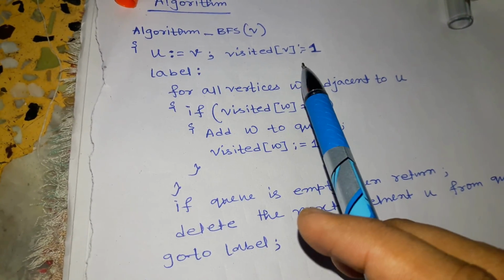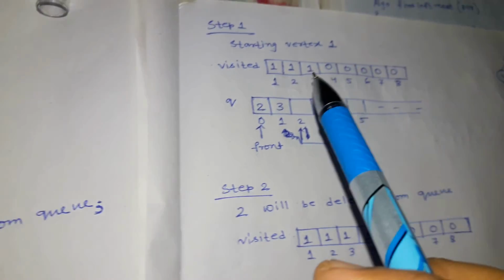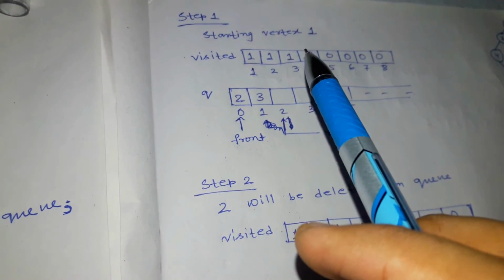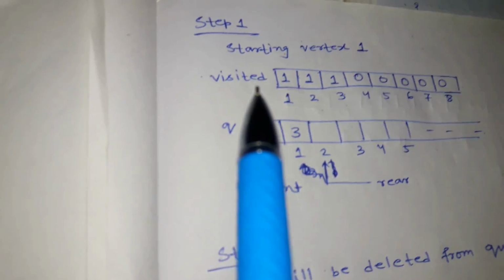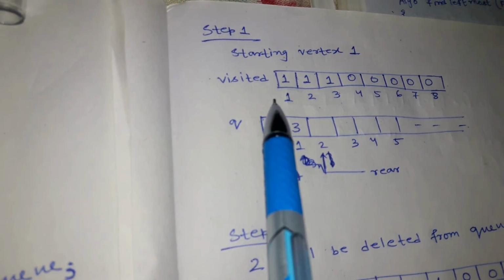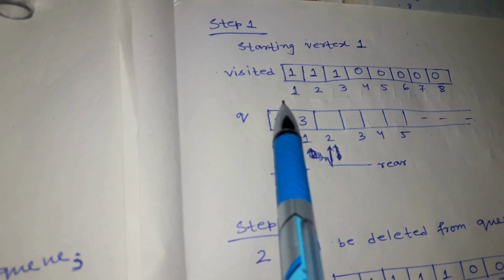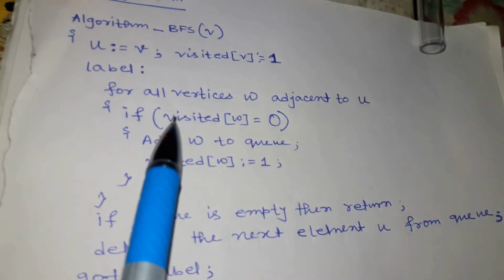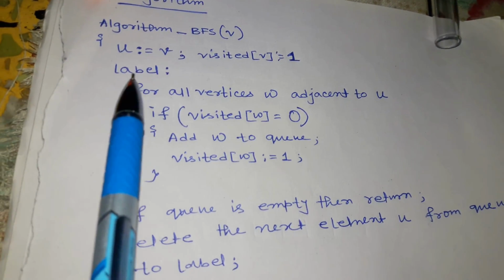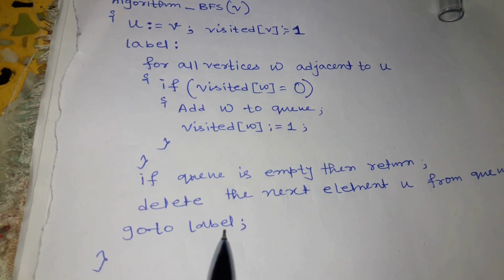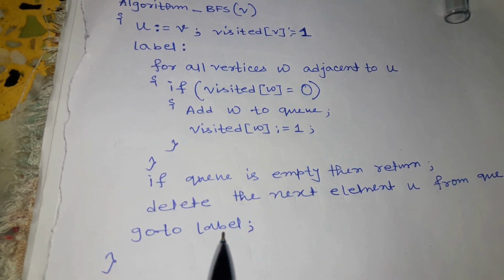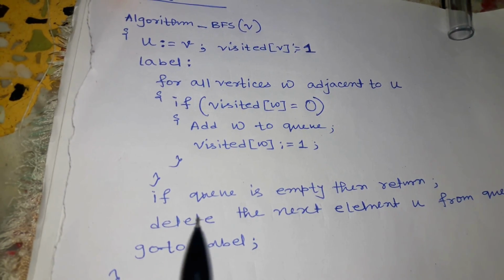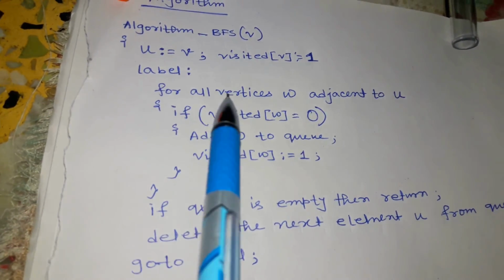Then at first, visited[V] equals 1. So in our pictorial representation, the starting vertex was 1 in the graph. So at first visited[1] will be 1. So see here, at step 1 visited[1] became 1. As well as we have used a label for using the go to statement, and you will realize the importance of the go to statement later. Then see the next part.